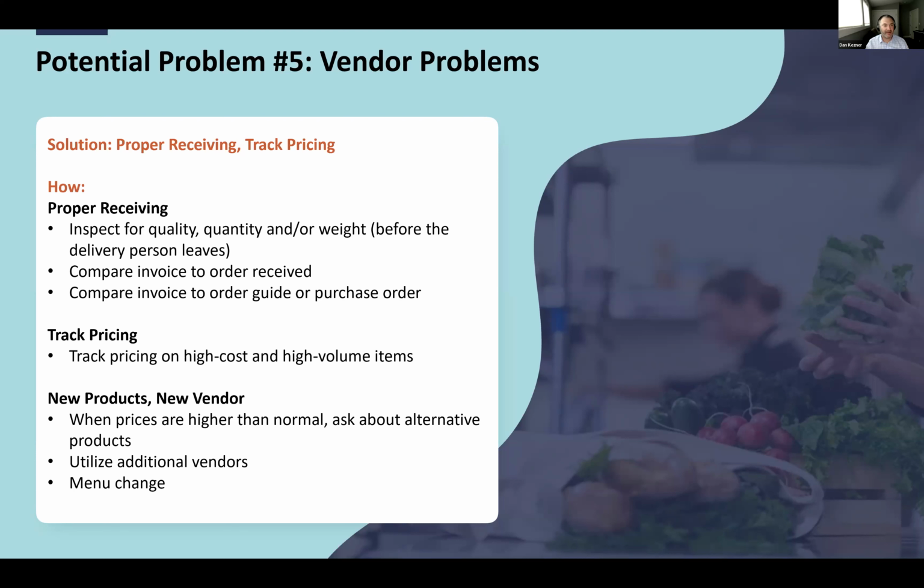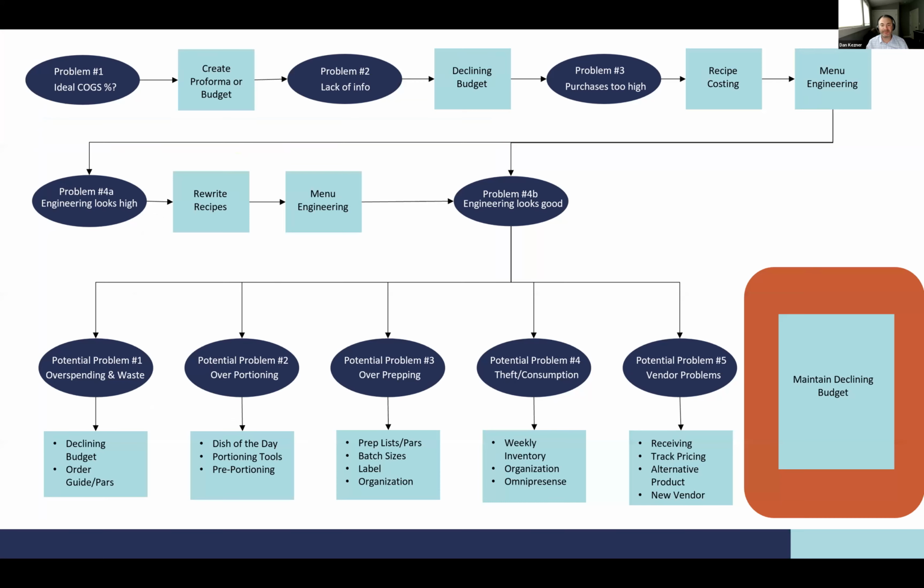Okay. So that kind of finishes all of our potential problems. And the last thing I want to leave you with is, this declining budget is, I think, one of the greatest tools that a restaurant can utilize for cost of goods, to track their spending, to understand what their purchases percentages are each week. And it literally takes less than 10 minutes a week. And so it's money, it's time, and time is money. So it's time and money well spent.